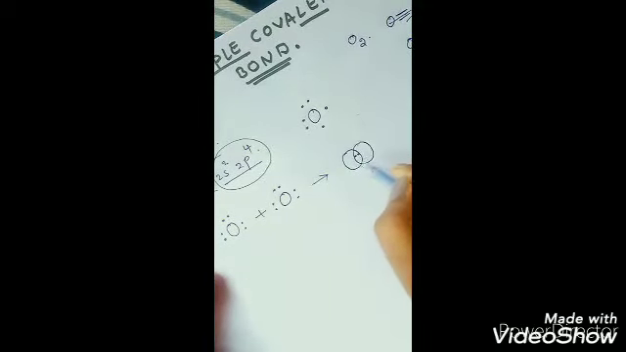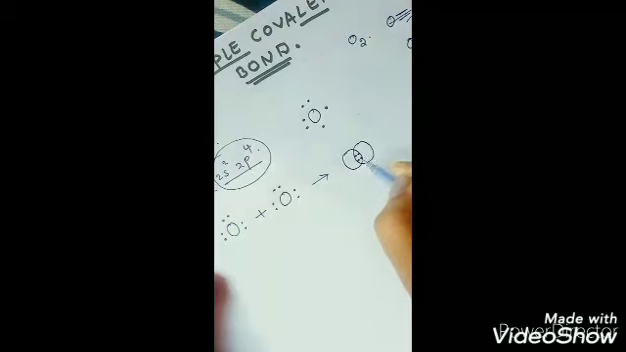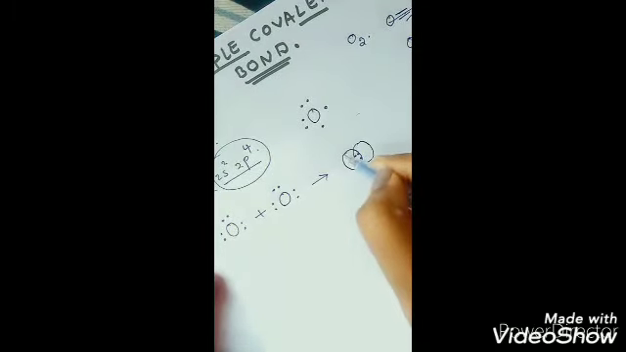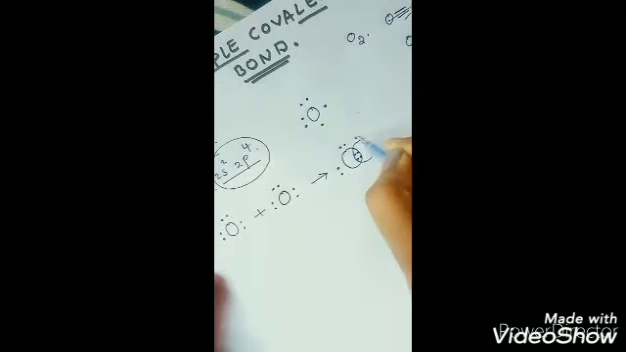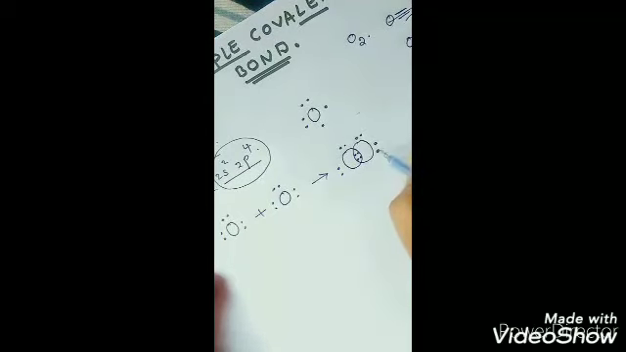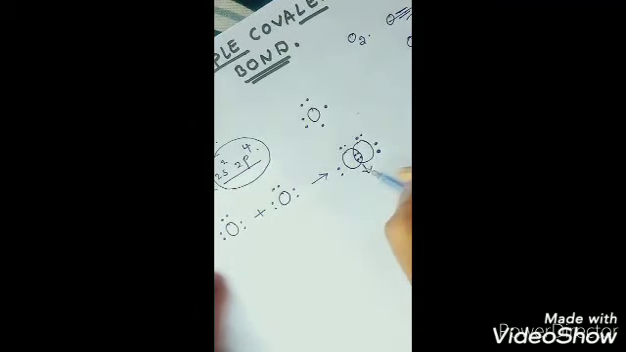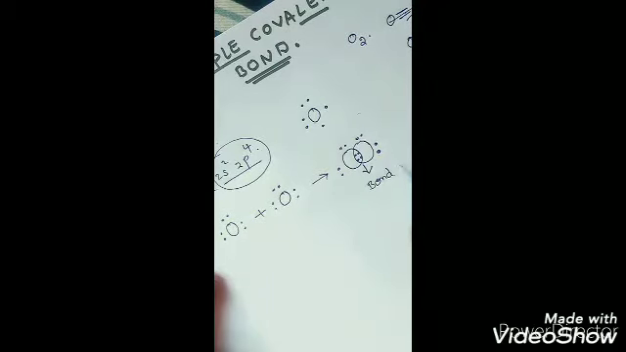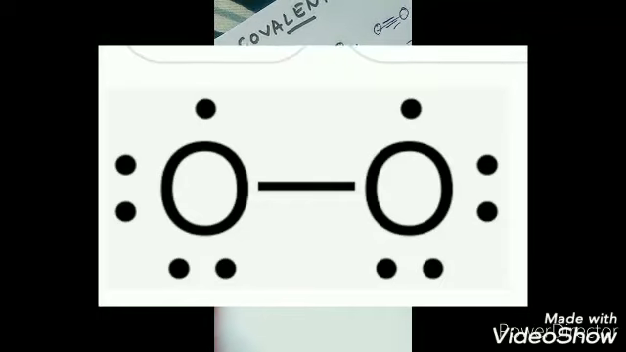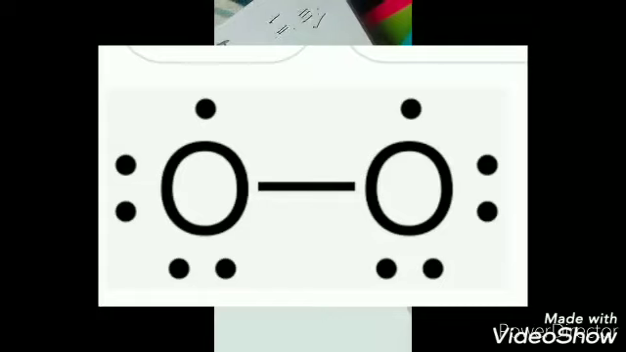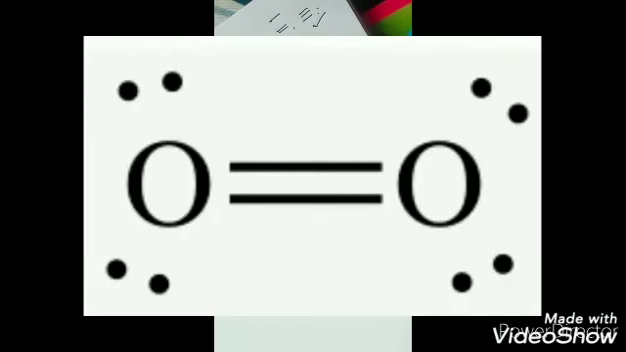For that, the 2 pair of electrons should get combined. Then 3, 4 lone pair electrons are here. The middle electrons are called bond pair of electrons, and these are lone pair of electrons. We can also write this like this, O double bond O. This indicates the oxygen atom can form a double bond, that means valency is 2.